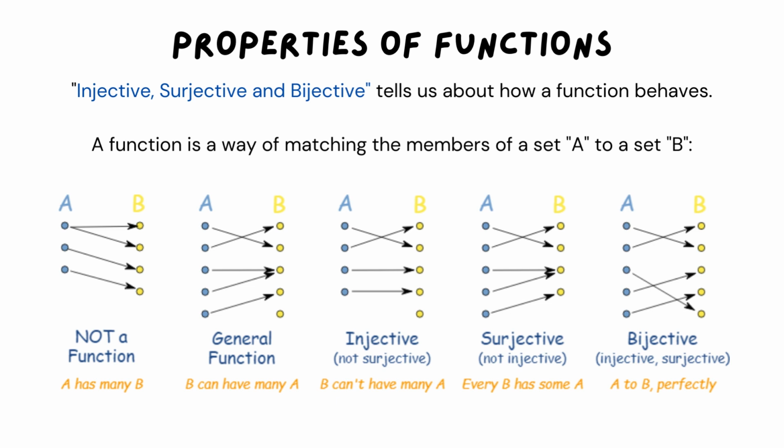Last but not least, bijective means both injective and surjective together. Think of it as a perfect pairing between the sets. Everyone has a partner and no one is left out. So there is a perfect one-to-one correspondence between the members of the sets.